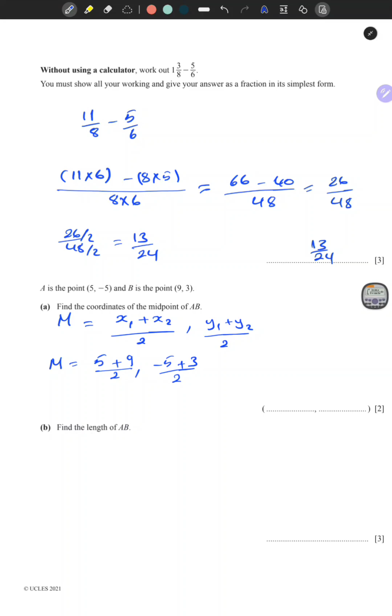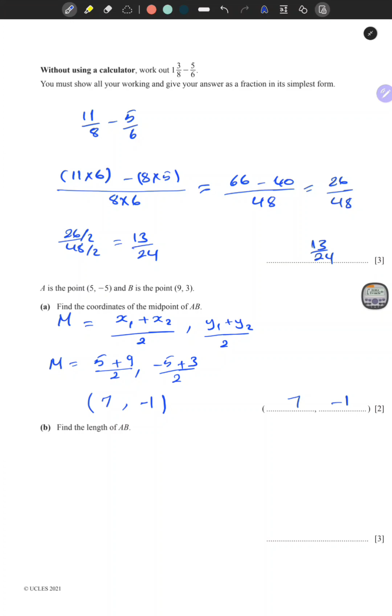Okay, so 5 plus 9, which is 14, 14 over 2, which is 7, and then -5 plus 3, which is -2, -2 over 2, which is equal to -1. So the midpoint is (7, -1).